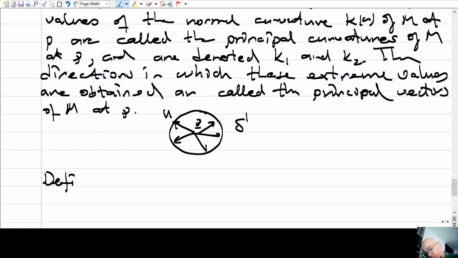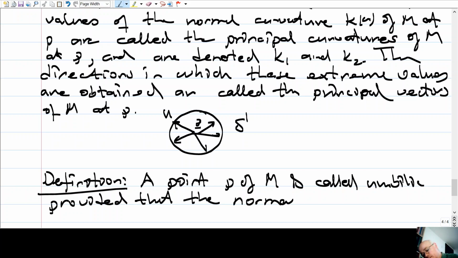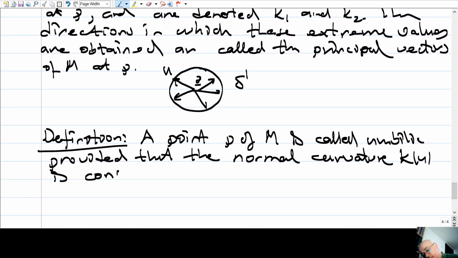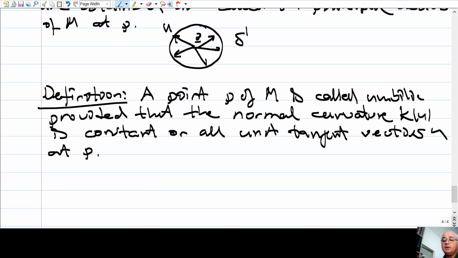Here is another definition. A point P of M is called umbilic, provided that the normal curvature k_u is constant on all unit tangent vectors u at the point P. So if the normal curvature function is constant at the point P, so if it takes the same value at all points, then we call that point an umbilic point.